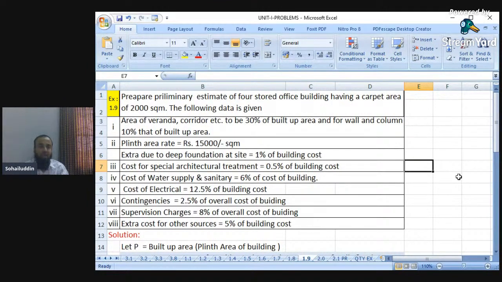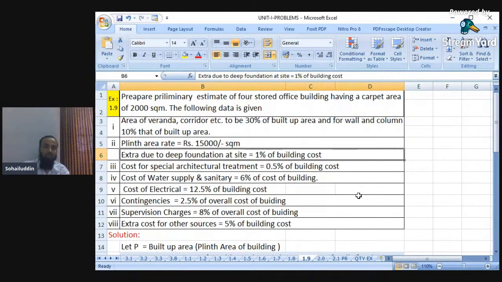Next is extra due to deep foundation at site. There is deep foundation if the strata is black cotton soil, or if something unforeseen is there inside, so extra cost is required for deep foundations. That extra cost is taken as 1% of building cost. Cost of special architectural treatment, as we have seen in last problems, in some problems has been taken as 1%. Now in this problem it has been taken as 0.5% of building cost.